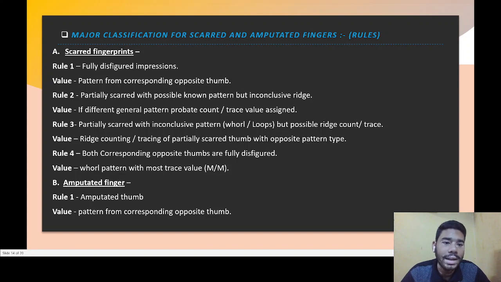First is for scarred fingers. Rule 1 is fully disfigured impressions. The value for rule 1 is to take the pattern from the corresponding opposite thumb. Rule 2 is partially scarred with possible known pattern but inconclusive ridge. The value for this is the different general pattern count or ridge value assigned.